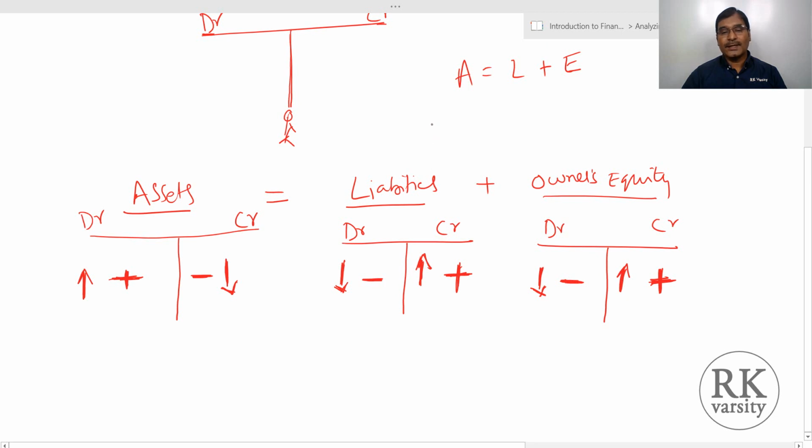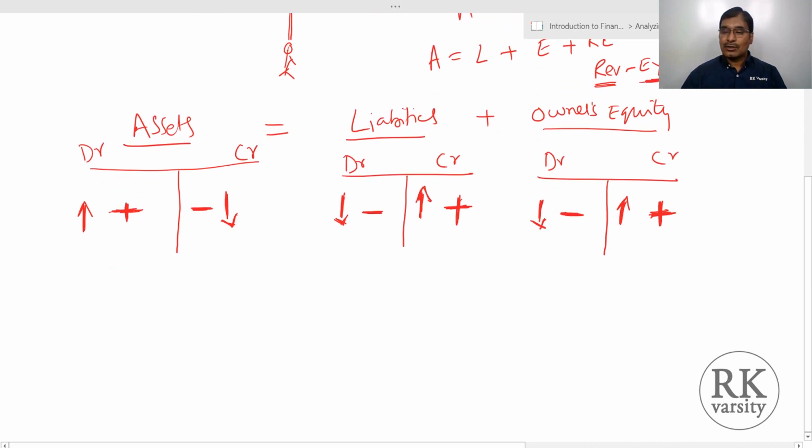So our expanded accounting equation is assets equals liabilities plus owner's equity plus retained earnings. How are we going to get this retained earnings? It is revenue minus expenses minus dividend, if any paid. So you have retained earnings. That means the revenue and expenditure will affect your equity. So in our extended equation also, we go with the same.